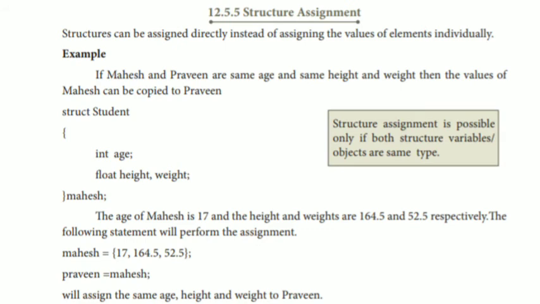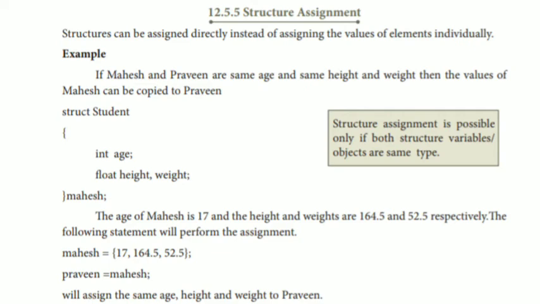A structure can be assigned directly instead of assigning the elements individually. Example: if Mahesh and Prem have the same age, weight and height, then the values of Mahesh can be copied to Prem. struct student open brace, int age, float height, weight, close brace, Magesh. The age of Magesh is 17 and the height and weight of Magesh are 164.5 and 52.5 respectively. This copy, Prem equals Magesh, means the same values are assigned to Magesh and Prem also.